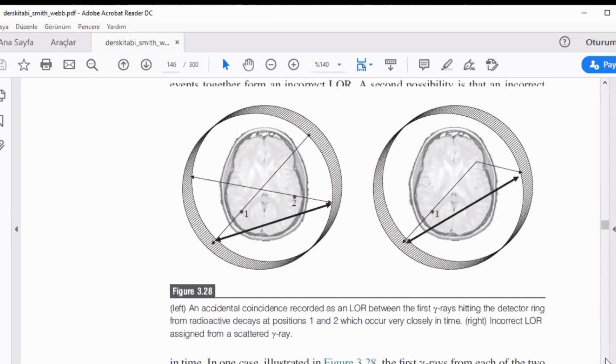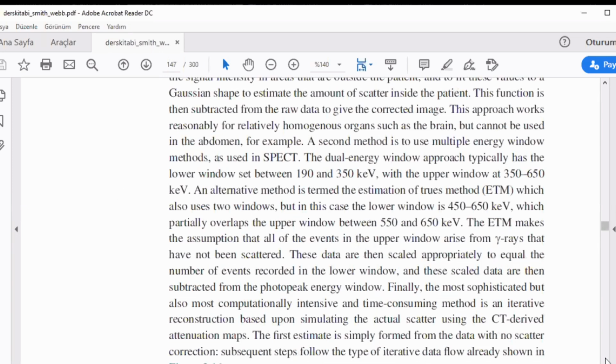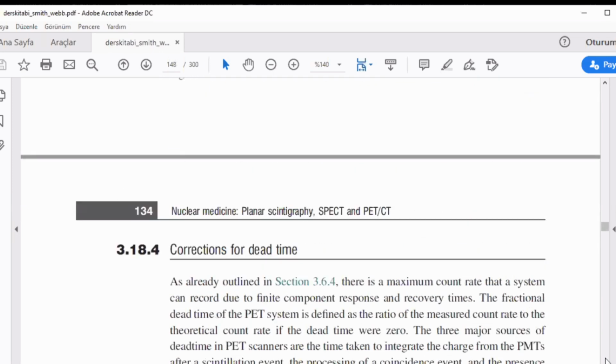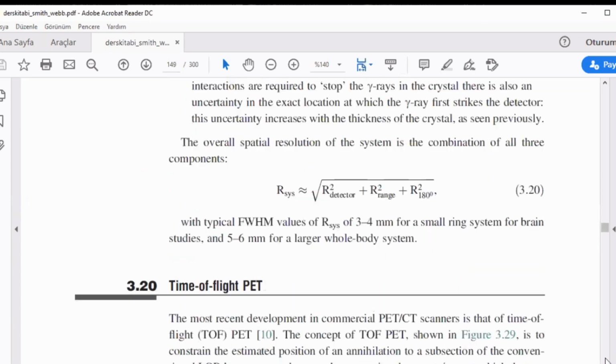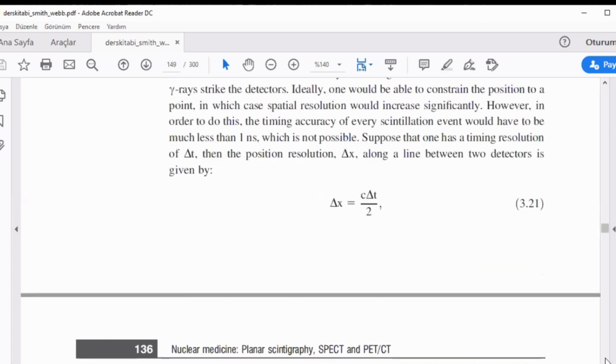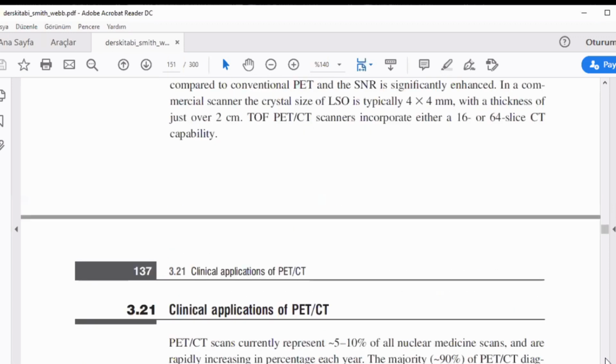Okay. So there is some information for the interested reader on informatics. You are not responsible for those parts of the concepts. And again, clinical applications of PET-CT.